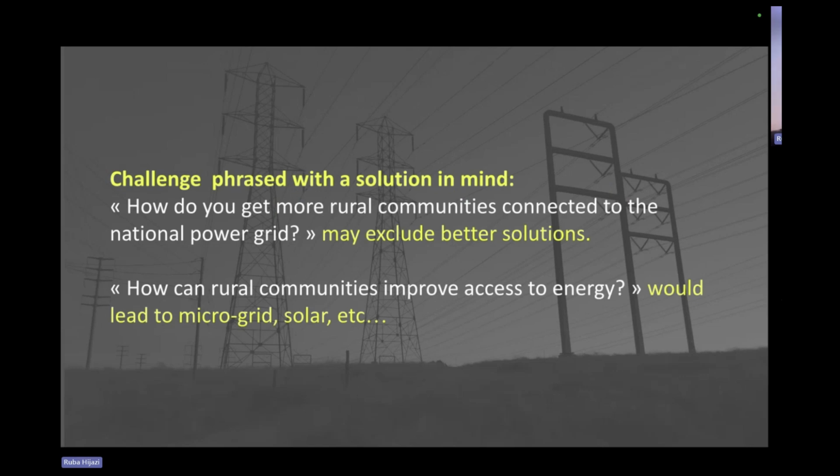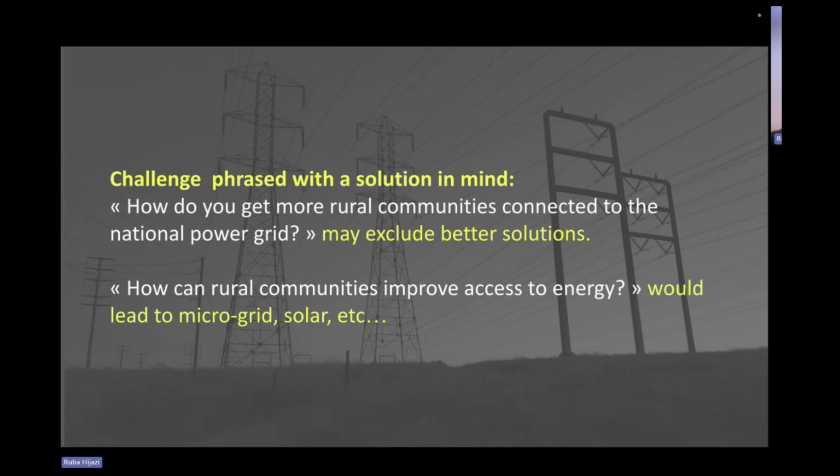Here we can see an example of a challenge phrased with a solution in mind. As you can see in the picture in the background, there is a question: how do we get more rural communities connected to the national power grid? So when we have this question, we have a solution in mind.